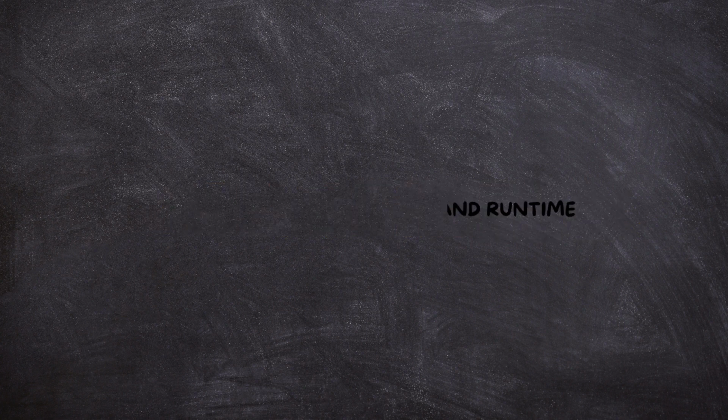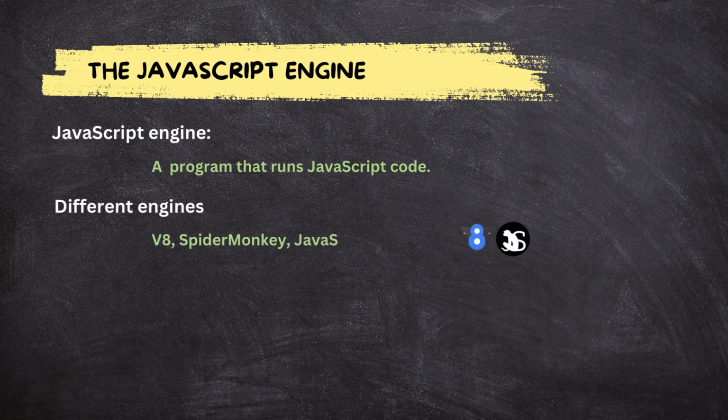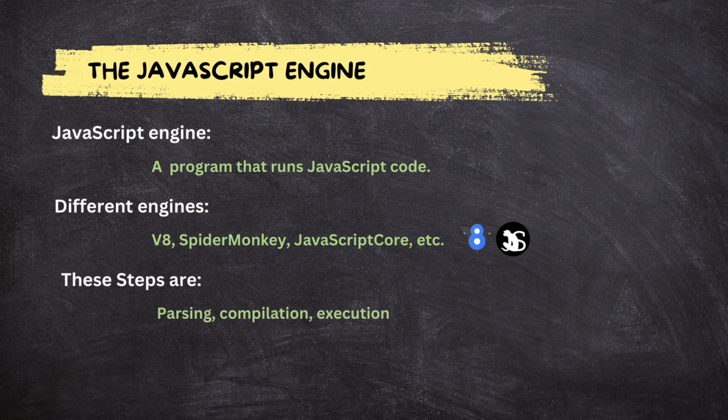So let's get started. Now, the JavaScript engine is a program that runs JavaScript code. It takes your code as an input and converts it into machine code that can be understood by the computer. Now, there are different JavaScript engines such as V8, SpiderMonkey, and JavaScriptCore, but they all follow the same basic steps to run your code, and these steps are parsing, compilation, and execution.